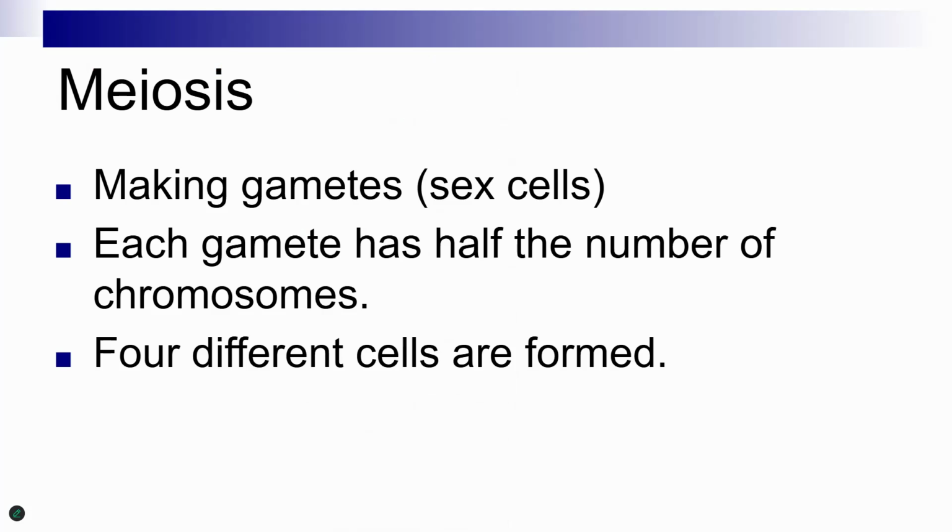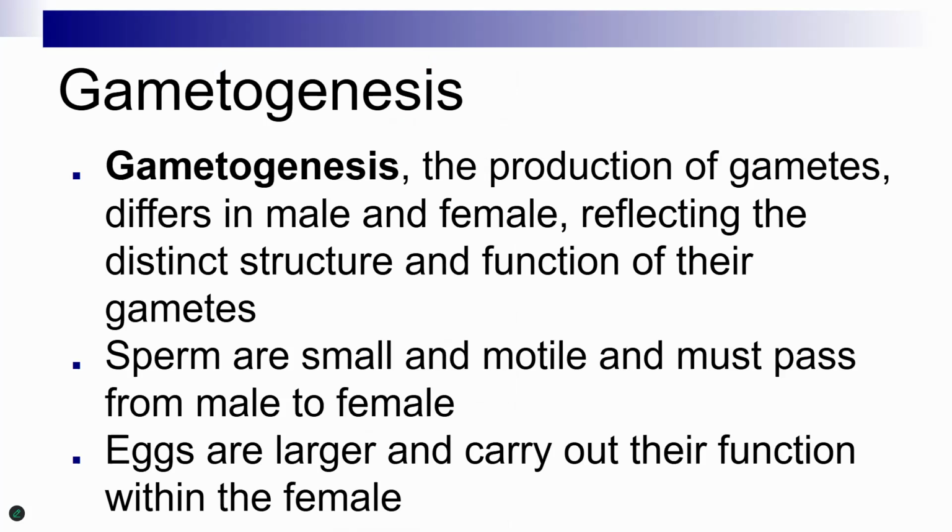So to sum up, meiosis is making gametes or sex cells. Each gamete has half the number of chromosomes, and you get 4 different daughter cells being formed. The process of making gametes is called gametogenesis. So meiosis in males and females is slightly different. Gametogenesis is the production of those gametes, and there are some differences between males and females.